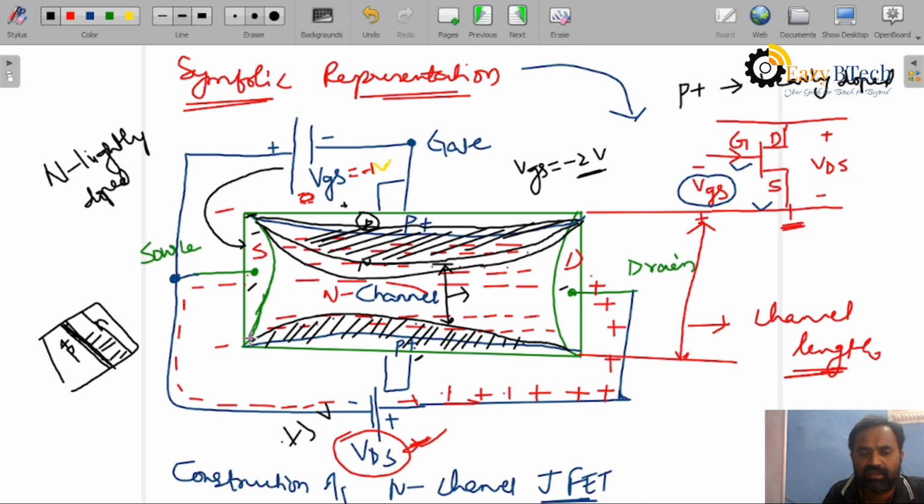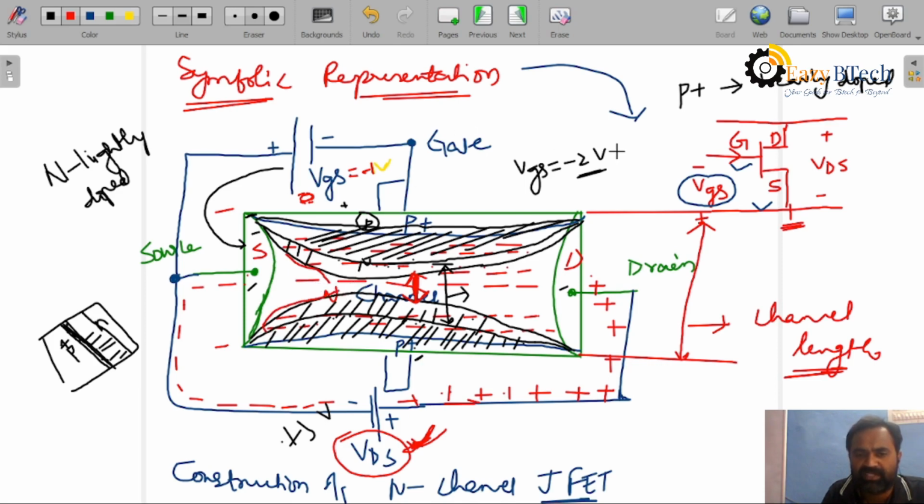Now as VGS is increased more, the width expansion is like this and like this. The depletion region width increases. Now you can see the length is now very narrow. What is the length now? Only this is the length now. Very small length. All the charges due to this VDS voltage are moved in this gap only, within this gap only, the charges can be moved.